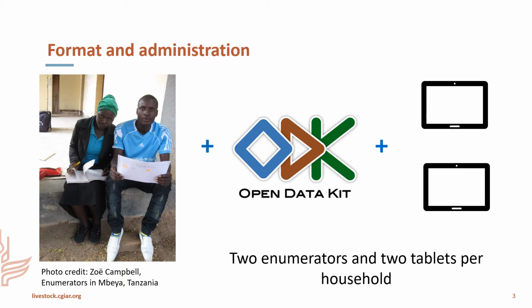This survey may also be different from others you're used to because in each household we will try to interview a man and a woman. This means that 2 enumerators and 2 tablets are needed for each household visit.